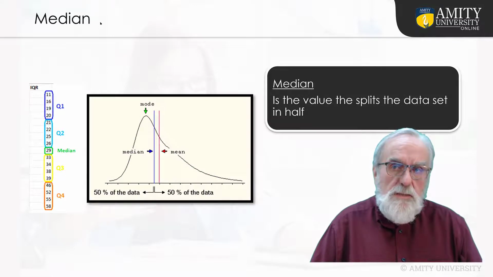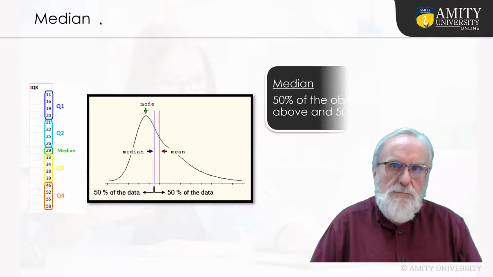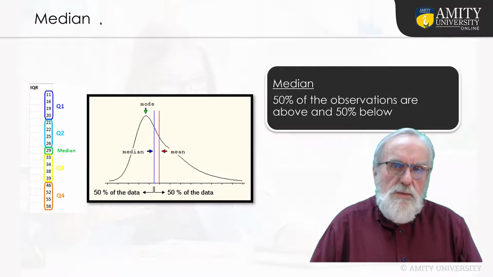Let's take a look at median. Median is the middle value. It's the value that splits the data set in half. The median value is the point where 50% of the observations are above and 50% are below. The simplest way to find the median in a data set is to order the data from smallest to largest, and then find the point where an equal amount of the values are above it and below it. The method for calculating the median varies slightly depending on whether you have an even or odd number of values, and I'll show you how to find the median for both cases in a future video.